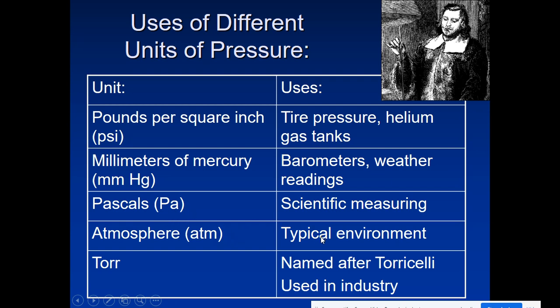If you look at a typical environment pressure that's given, like on the Weather Channel or maybe some kind of pressure reading map, it'll be atmospheres typically. And then in industry, the unit of pressure we often see on the gauges on the tanks is torrs, named after Torricelli. So there are going to be different units of pressure given to you in the problem depending on what kind of pressure is being described, what it is of, and maybe how it was taken.